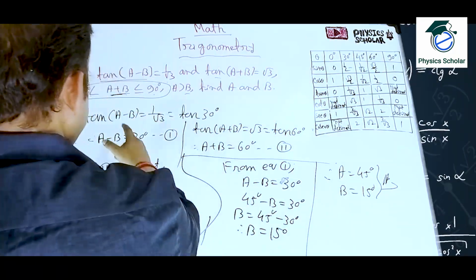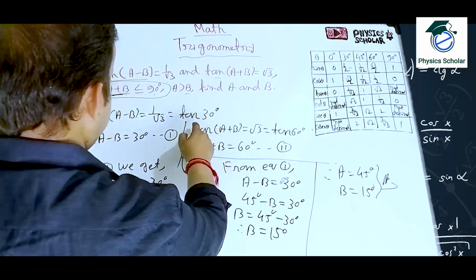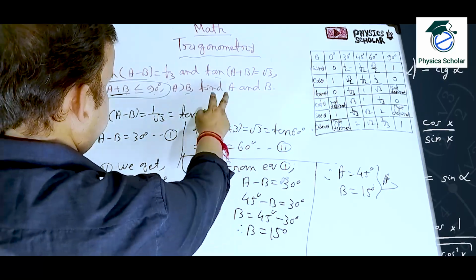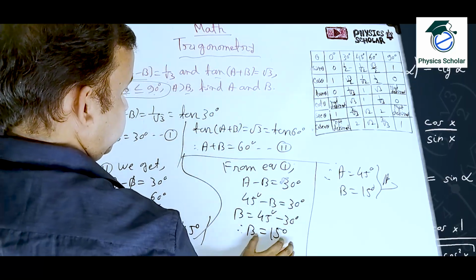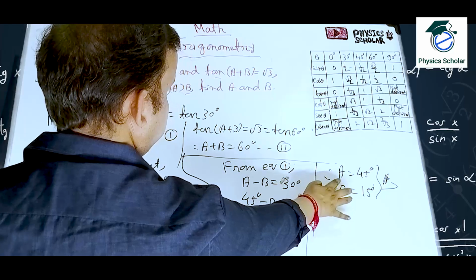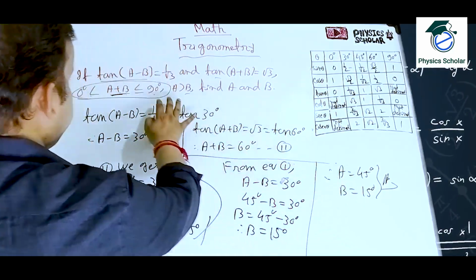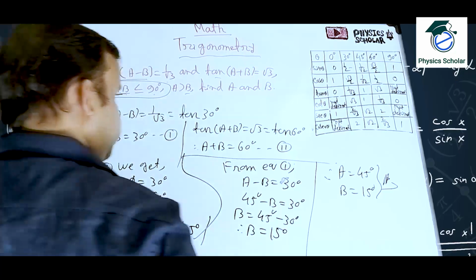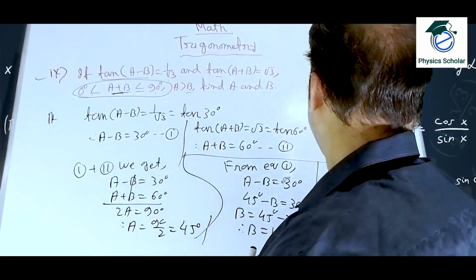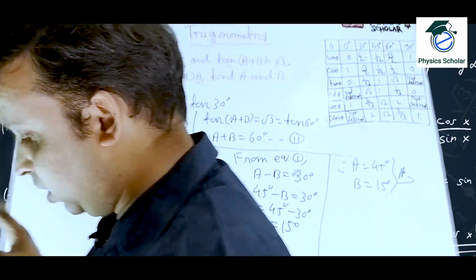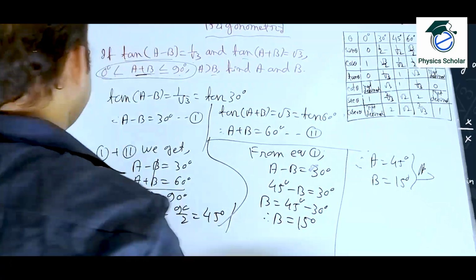Clear? So tan 30 is equal to 1 by root 3. And this is the way we can solve it. Because a is equal to 45, that means a is greater than b, and the value of a plus b is equal to 60 degree, which is less than 90 degree. So all the conditions are satisfied and this will be your answer. So students, hope you have understood this.